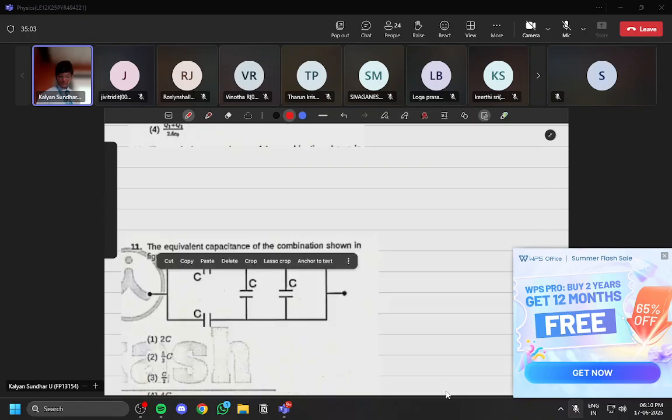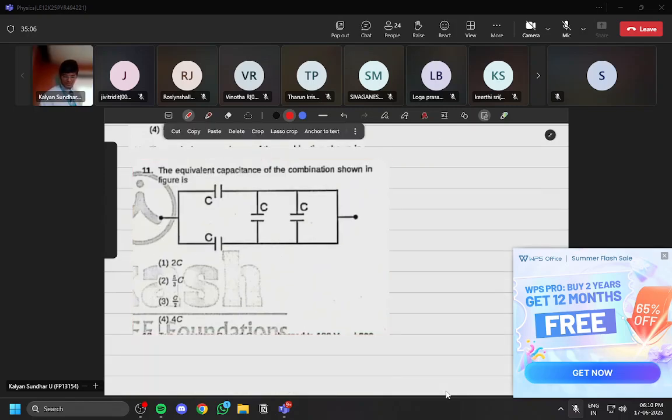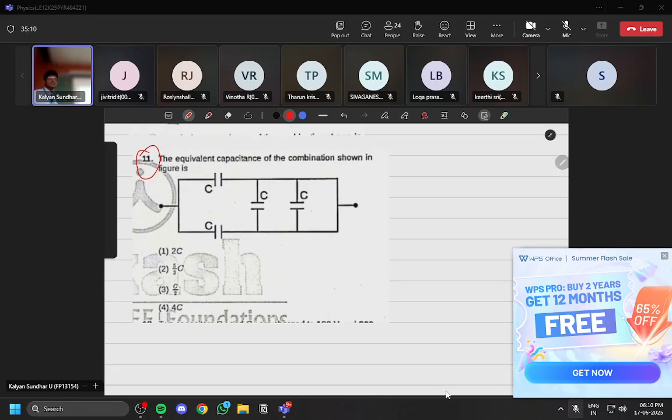Here again many people made mistakes. What is the total capacitance? 2C. Why 2C? Where will these two go? These two will be short circuited. Why? Because if the point crossing here is x, this also will be x, and this also will be x.